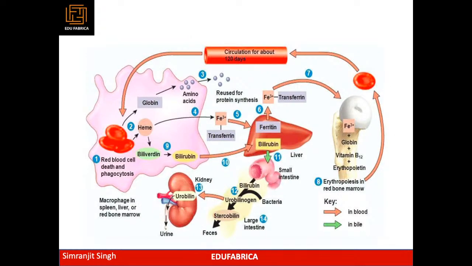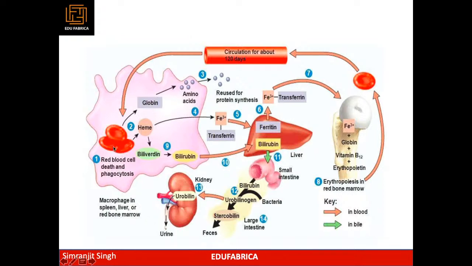So this is the summary of our bilirubin, how everything is produced in our body. This whole big diagram here is the macrophage, which is present in the spleen, liver or red bone marrow. This is our liver and this is our red bone marrow. This is the kidney. So let's start with the first step. These are the RBCs, red blood cells. Death and phagocytosis is happening.